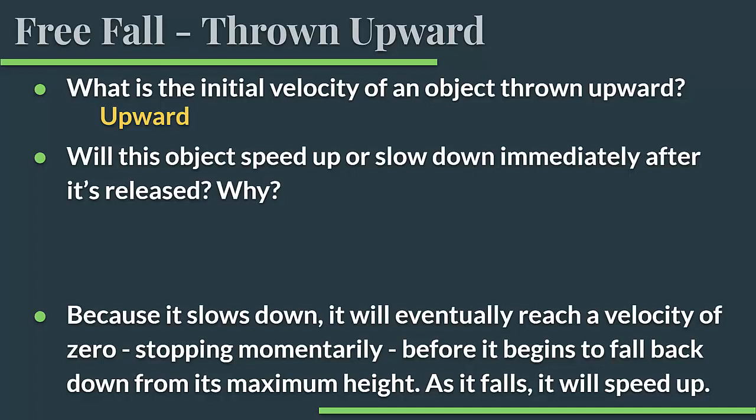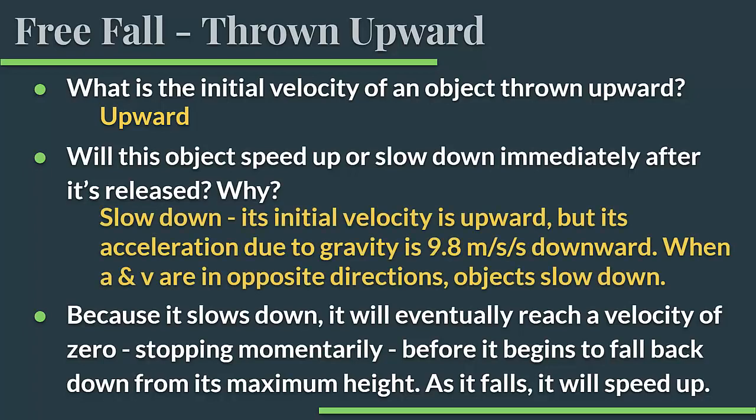But this particular object, whenever you throw it in the upward direction, we know that that is in the opposite direction as the Earth's gravitational field. And so that gravitational field strength is pulling down. We're now going up. We have opposite directions here. It's going to slow down. Its initial velocity is upward, but the acceleration due to gravity is downward. When they're in opposite directions, objects slow down. Because it slows down, it will eventually reach a velocity of 0, stopping momentarily before it begins to fall back down from its maximum height.